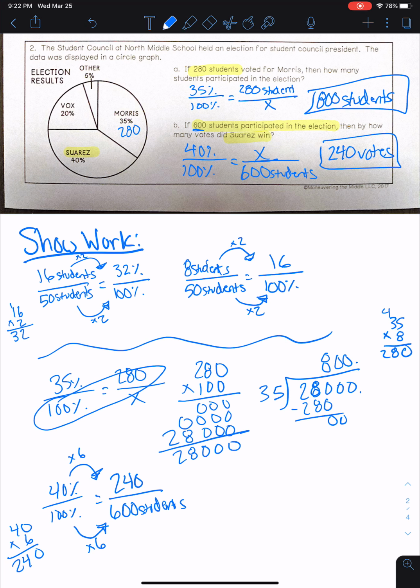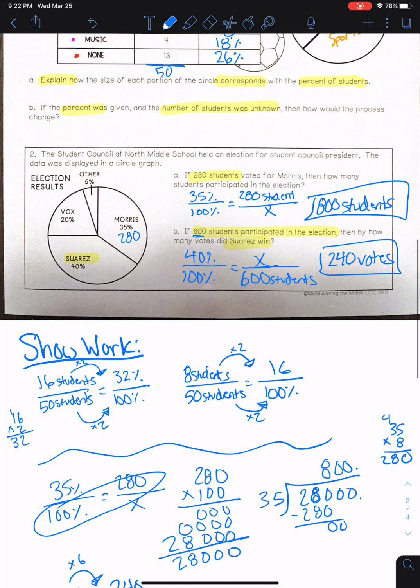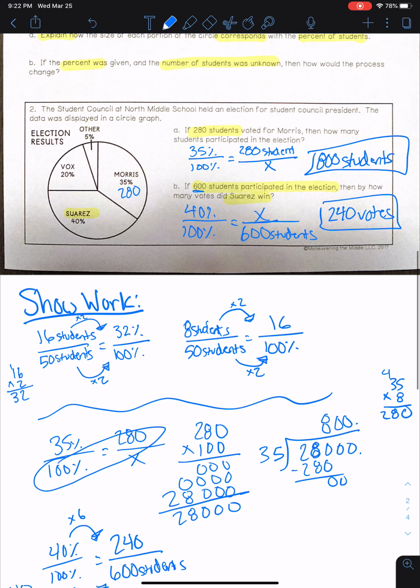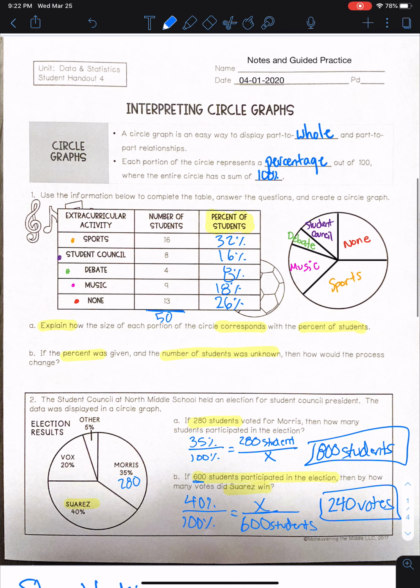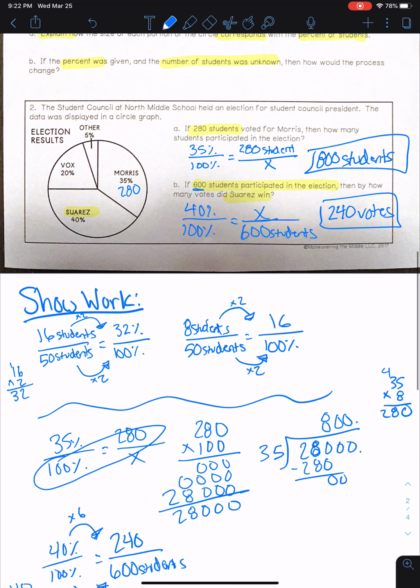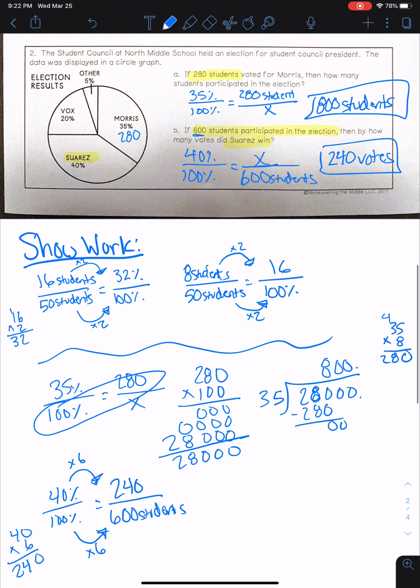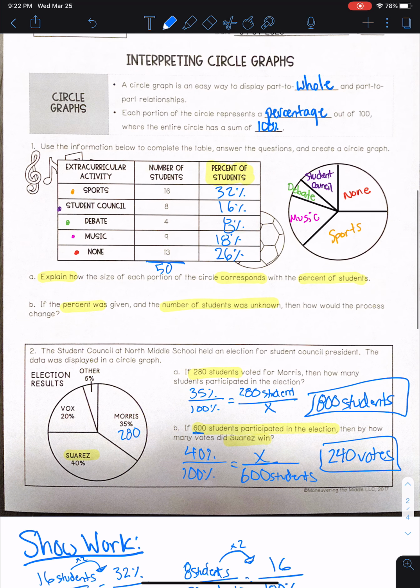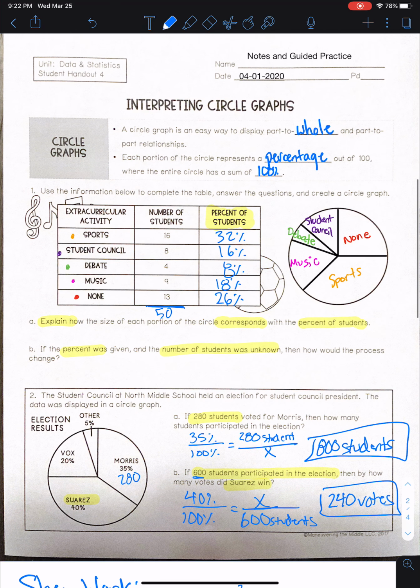So when I'm answering these questions, you guys have already done this before. If you notice, every single question I answered, except for the thought process ones, we set up a proportion. So if you guys have questions, please contact me. But here are your notes. Refer back to them and make sure you work on your independent practice.